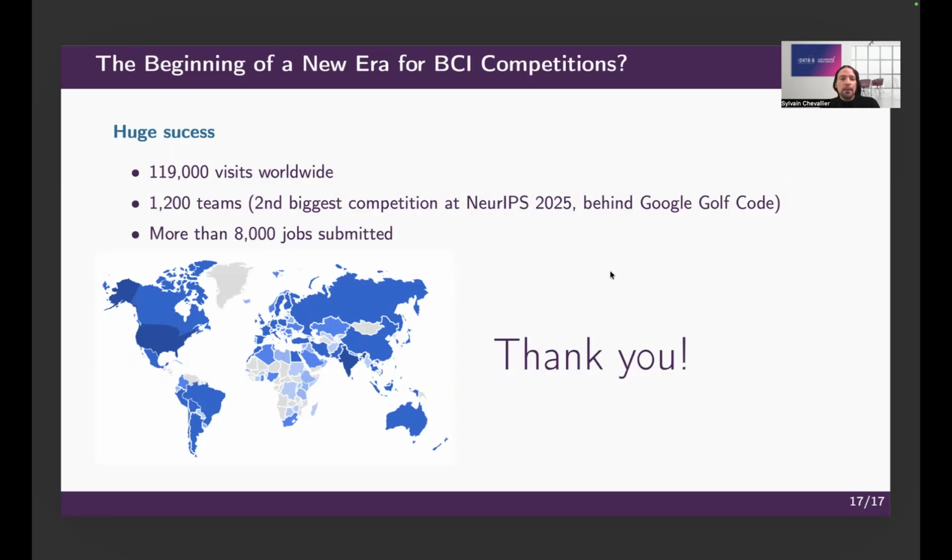It's the first time that we obtained such a big competition on the Codabench platform, and even for NeurIPS, it was one of the biggest competitions. This year it is just behind the Google Golf Code competition, that is organized by a colleague. So we have a very huge and large attendance. People submitted more than 8,000 jobs that we thoroughly evaluated on our platform.